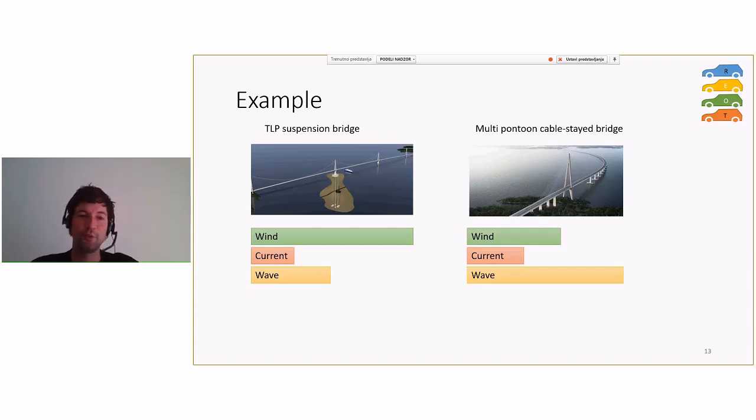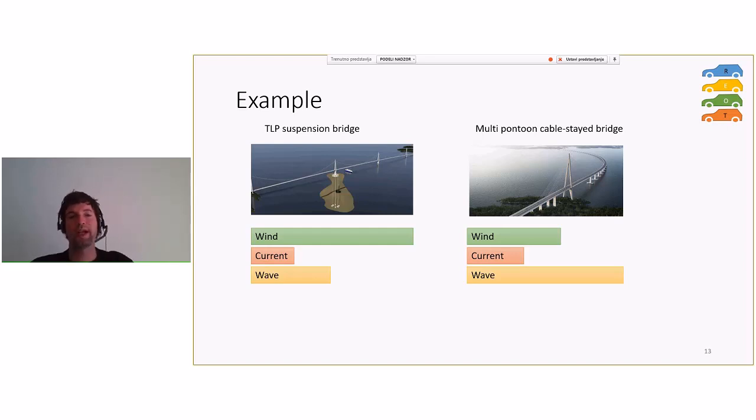And these are two bridges. One is TLP, which stands for Tension Leg Platform Suspension Bridge. It is like a regular multi-span suspension bridge, except the middle pylons are founded on a floating foundation, which is anchored to the sea bottom. And on the right-hand side, you have this multi-pontoon cable-stayed bridge.